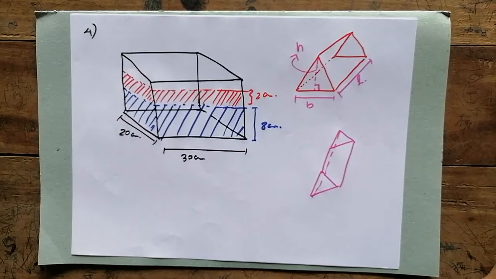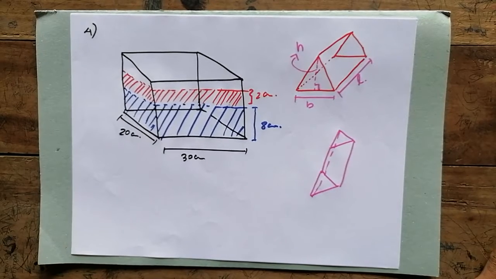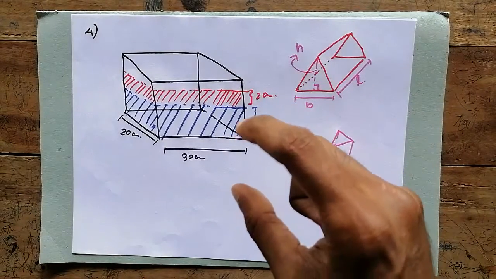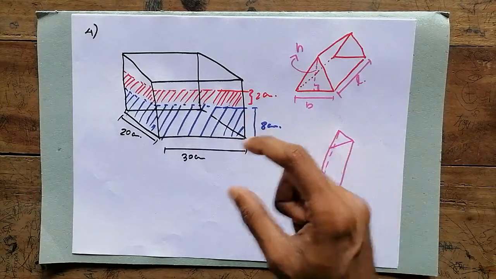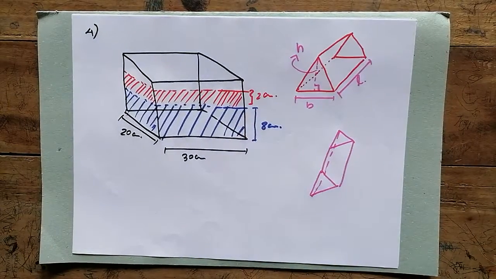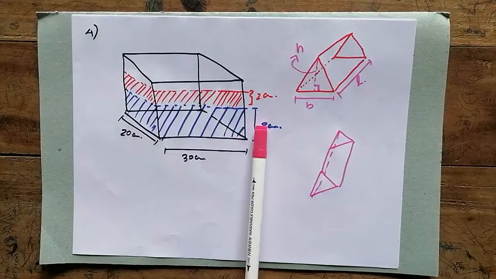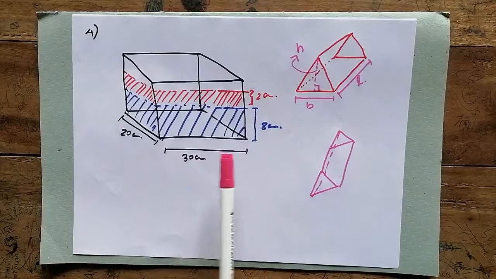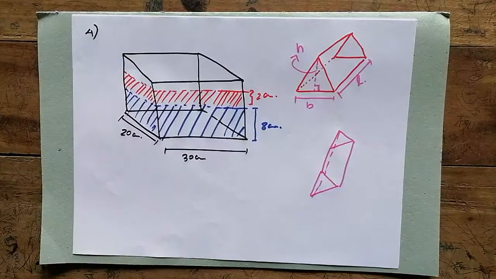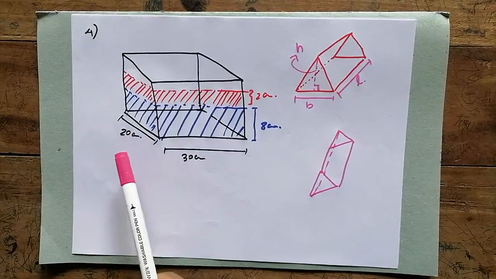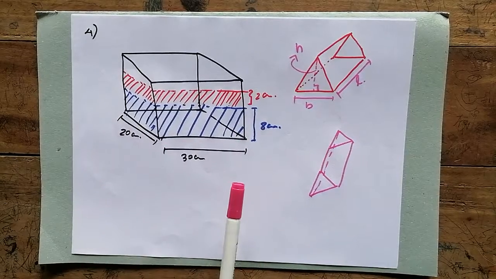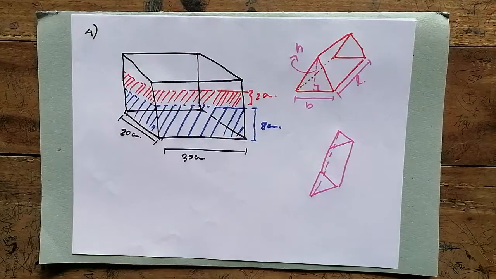The water has been filled to a height of 8 centimeter. The height of the vessel is not given, the height of the water level is given. So the water level is 8 centimeter inside a cuboid shaped vessel of length 30 centimeter and breadth 20 centimeter. So we have the length, breadth and height of the water, so we can easily find the volume of the water.